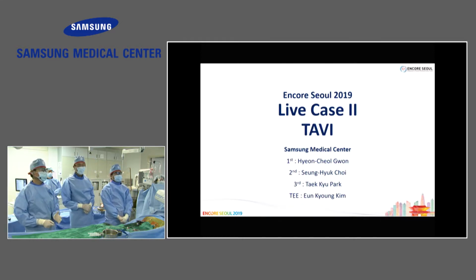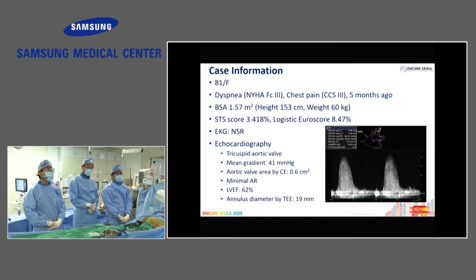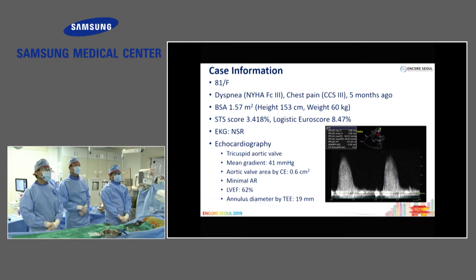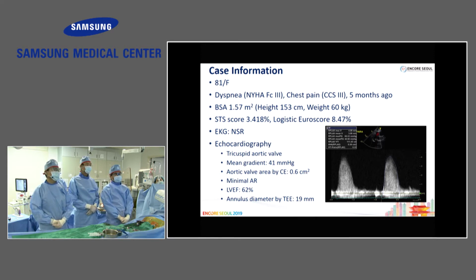Okay, so Dr. Park, today's case. Next page. She's an 81-year-old female, admitted for exertional dyspnea and chest pain from 5 months ago. Her STS score is 3.4 and logistic EuroSCORE 8.4. She is in normal sinus rhythm. Echo showed a tricuspid aortic valve with a 41 millimeter mean gradient, and aortic valve area is 0.6. LV function is preserved.